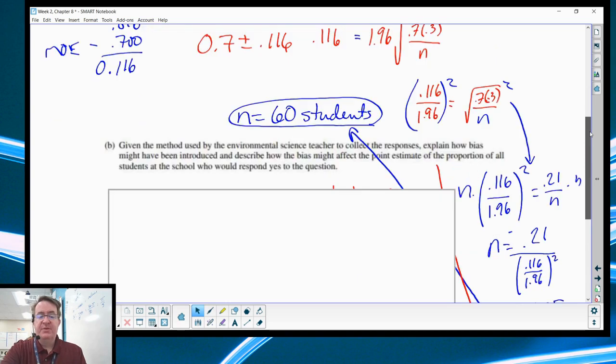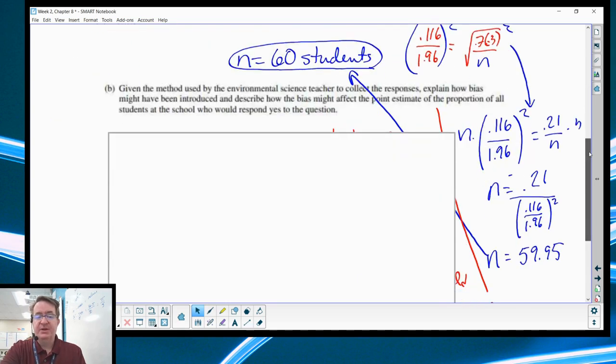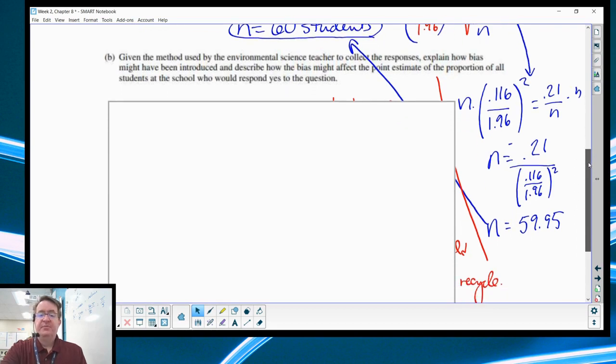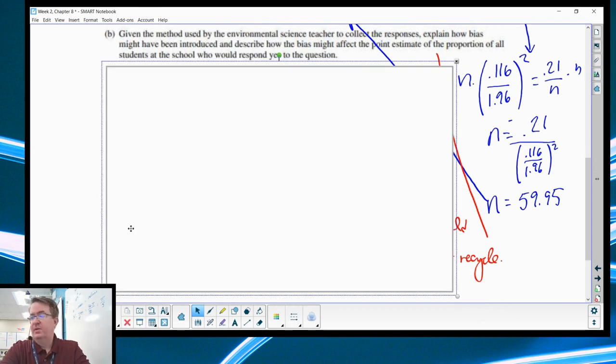Now, given the method used by the science teacher to collect the responses, explain how bias might have been introduced and describe how the bias might affect the point estimate of the proportion of all students who responded yes to the question. So then for this one here, what's going to end up happening is this. Now, a couple of things.